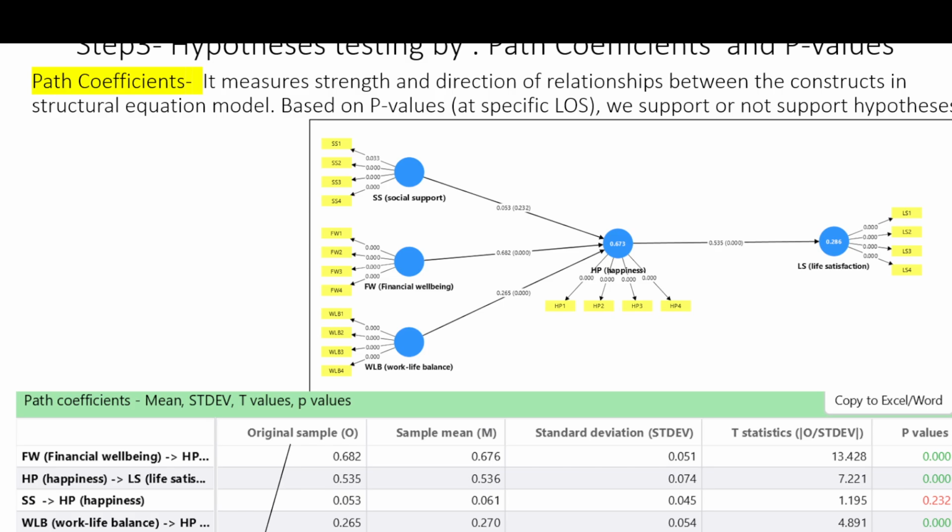In the previous video, we discussed how to execute the inner model multicollinearity statistics based on VIF, and now we are going to discuss the path coefficient and p-values in the process of hypothesis testing. So let us understand what it means by the path coefficient.